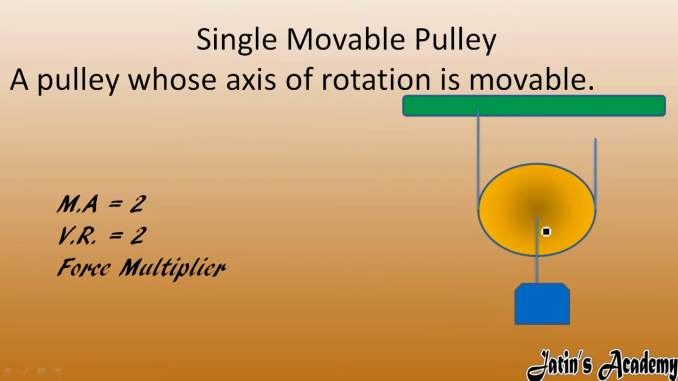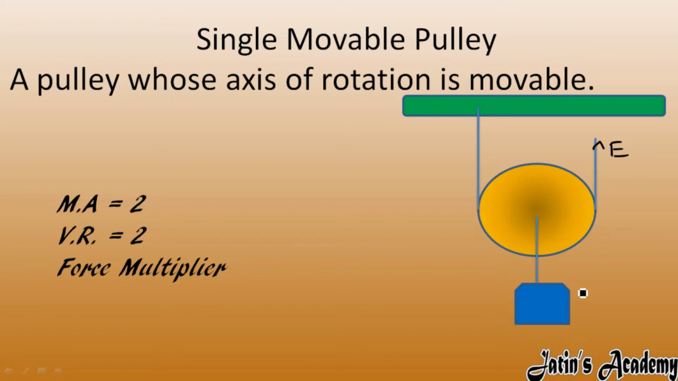But there is one problem with this pulley. Can you tell me which problem it is? So this problem is that here effort we have to apply in the upward direction. Upward direction is convenient for us or inconvenient for us? Applying a force in the upward direction is inconvenient for us. So this single movable pulley is inconvenient for a human.